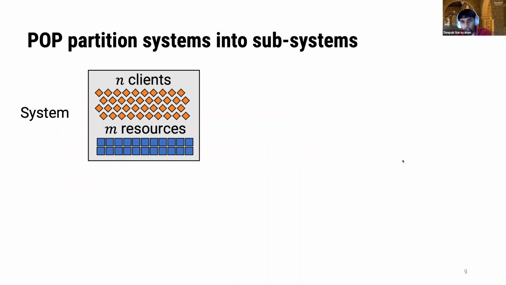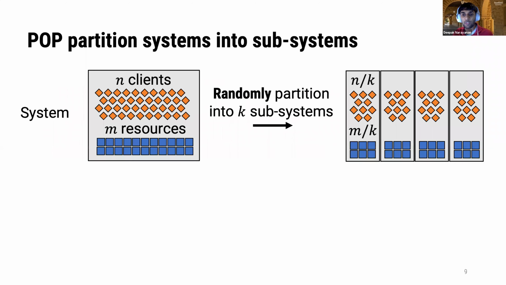I'll illustrate how the POP method works for the server assignment problem from before, at the level of both the system as well as the optimization problem. With POP, we start with a large system with n clients and m resources and split into k subsystems, where each subsystem has an equal share of clients and resources.